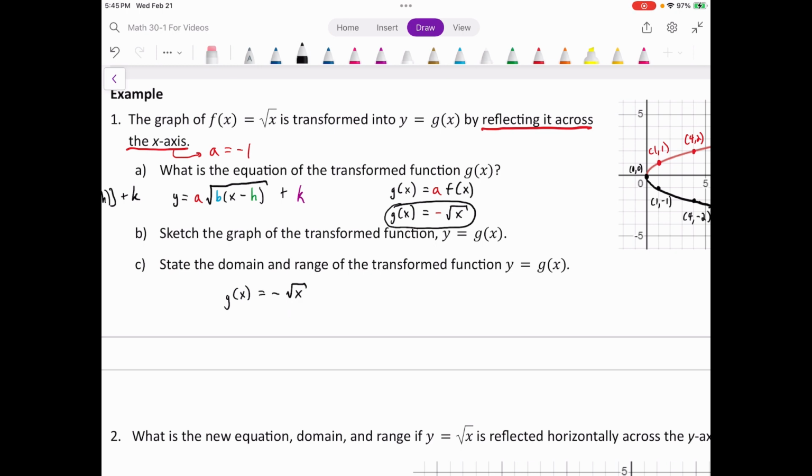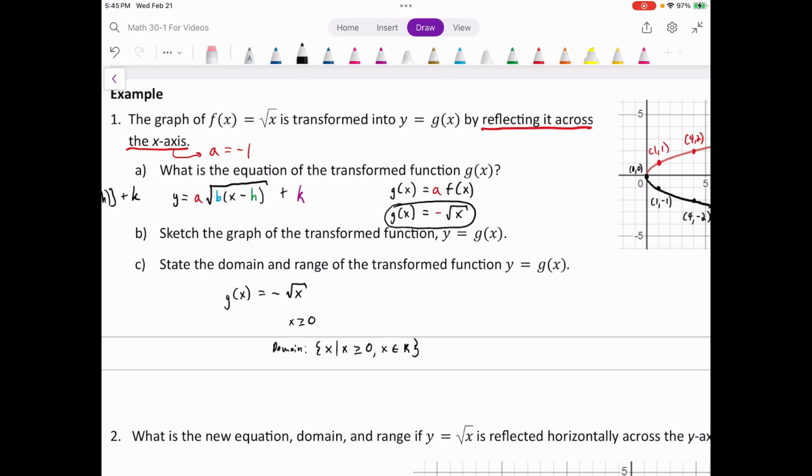X can't be negative. X must be greater than or equal to 0. So our domain would just be, like we saw on the graph, the set of all x's such that x is greater than or equal to 0. X is an element of the real numbers.